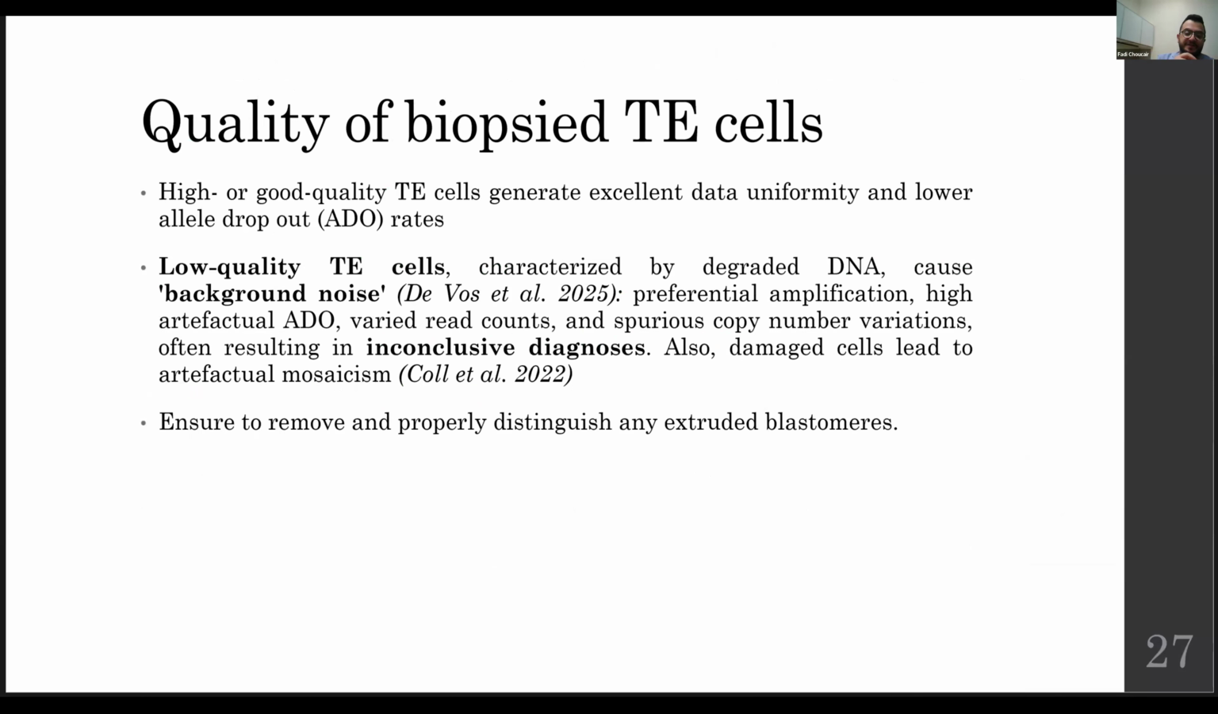Now the quality of the biopsied trophectoderm cells. If we have good quality trophectoderm cells, we know that they generate excellent data uniformity for the genetic lab and lower allele dropout rates. However, low quality trophectoderm cells characterized by degraded DNA cause what we call background noise, which leads to several problems during the genetic analysis, including preferential amplification, high artifactual allele dropout, varied read count, spurious copy number variations, and often they result in inconclusive diagnosis.